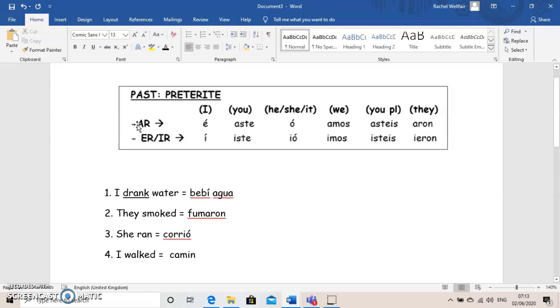Step 4, what is the subject? So, who's doing the verb? It's me, I. So, I go across until I get there, and it's é with an accent.